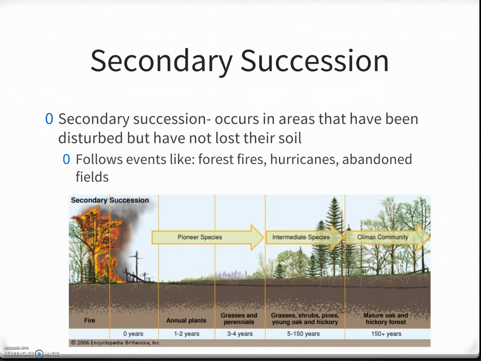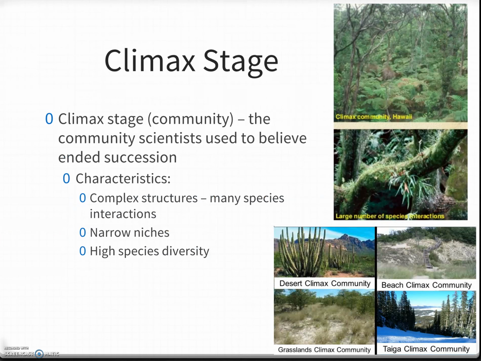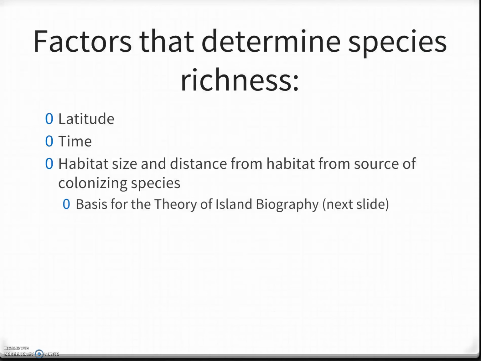Looking at Yellowstone, which has burned significantly, we've been there. It's still in this 5 to 150 year stage. And then the climax community, which scientists used to believe ended succession, but since so many things can happen to communities, that doesn't necessarily happen. Aquatic ponds can also go through the same sort of succession. They slowly become terrestrial habitat.